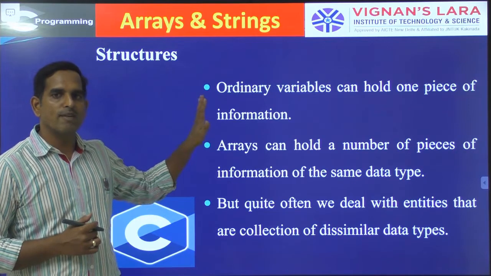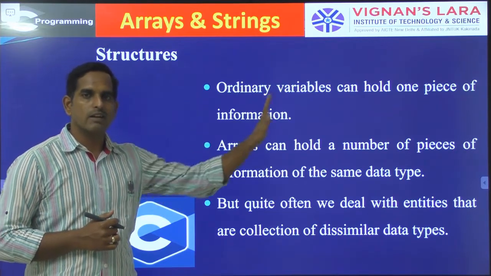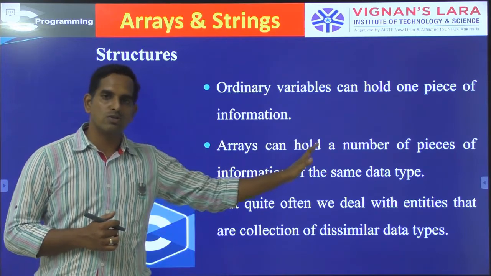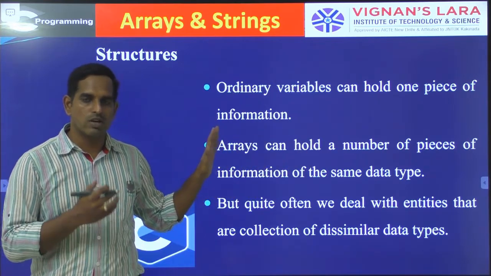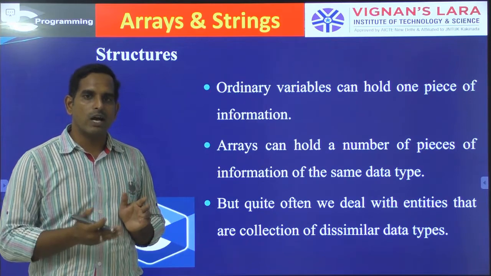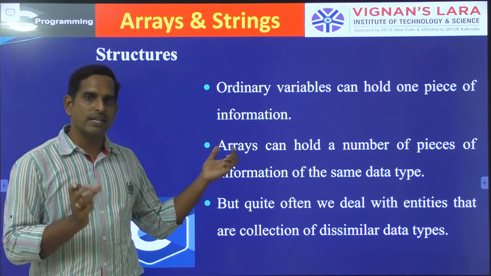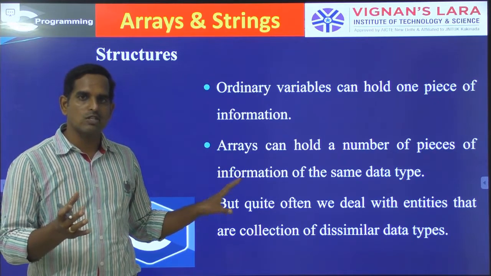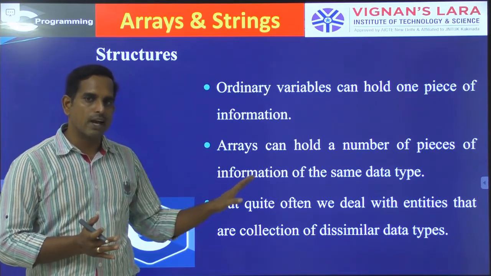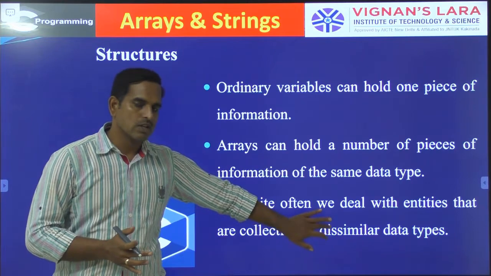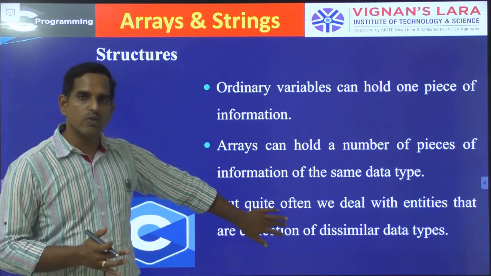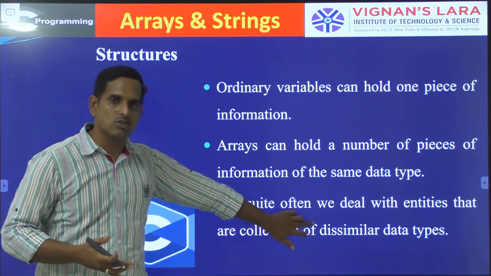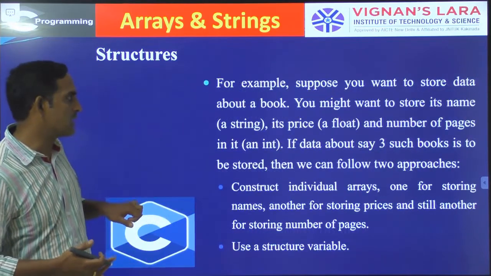Usually you can store a single piece of information in your ordinary variables, and you can store a large number of values, but of the same data type, in arrays. If I want to store a large number of values of different data types, then I have to go for structures. Structures provide you the opportunity to store dissimilar data types under a single name.